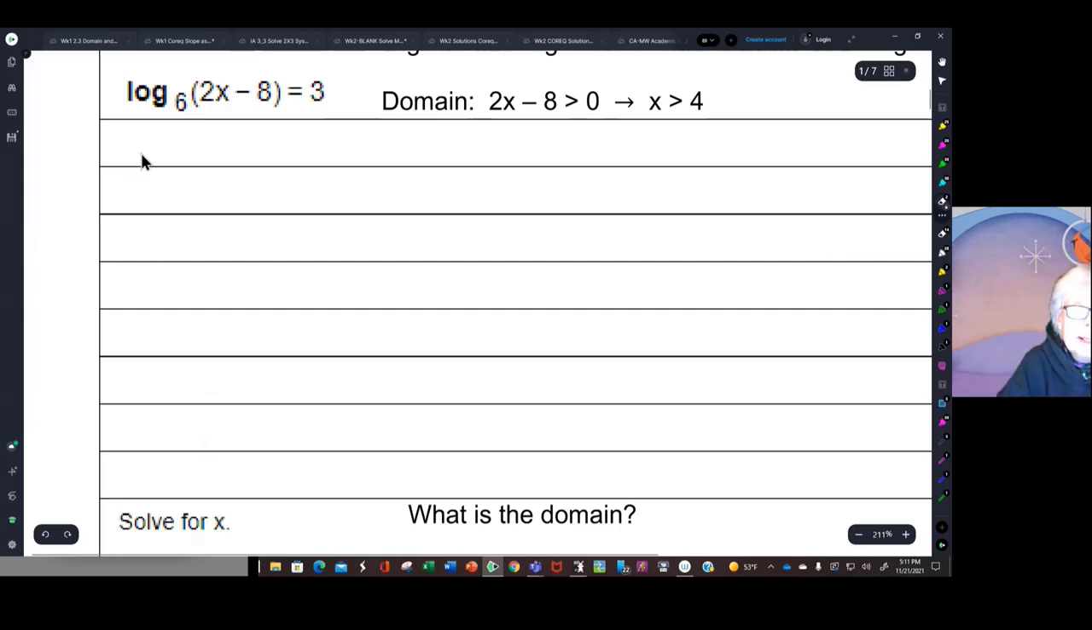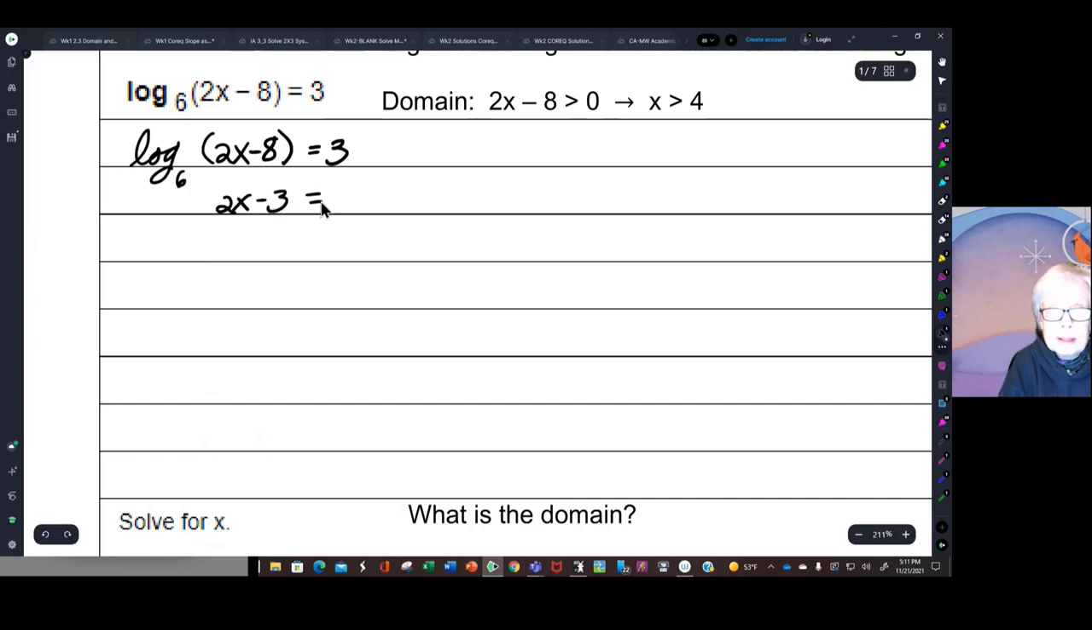I'm going to write this again because of the pixelation. Log base 6 of 2x minus 8 equals 3. So 2x minus 8 equals 6 to the 3rd power.